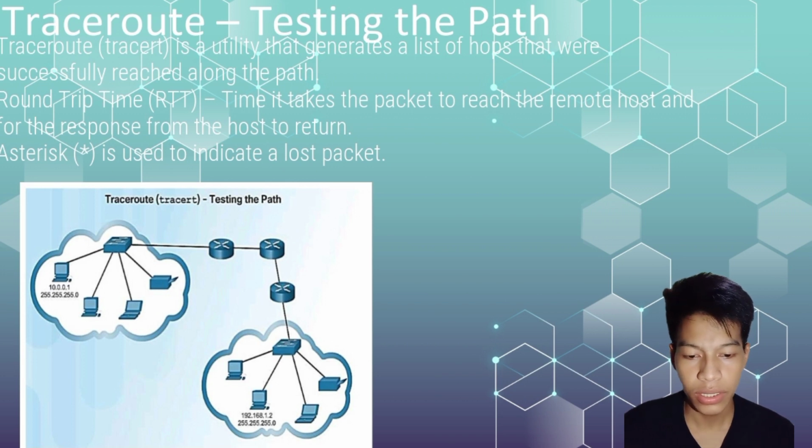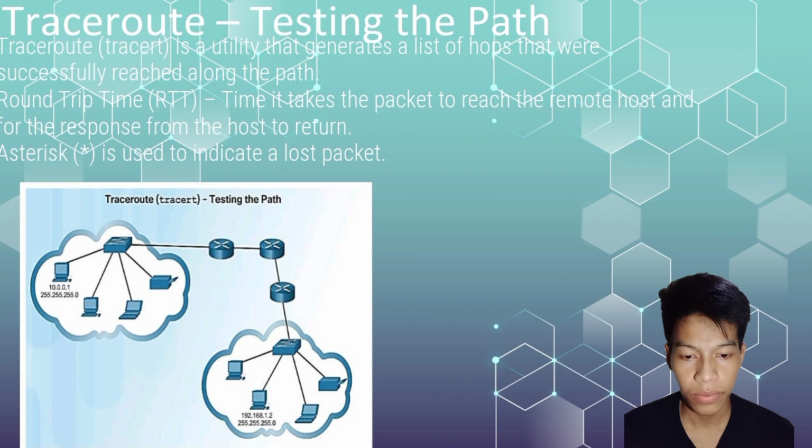To use traceroute, you can follow these steps. 1. Open the command prompt again on your computer. 2. Type tracert followed by the IP address or domain name of the destination device you want to trace. For example, if you want to trace the path to www.google.com, type tracert www.google.com and press enter.